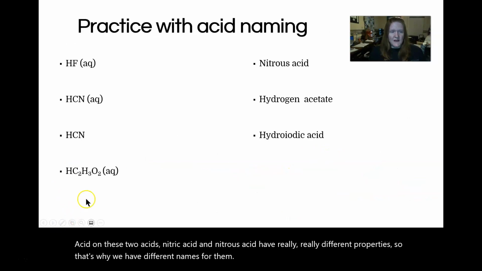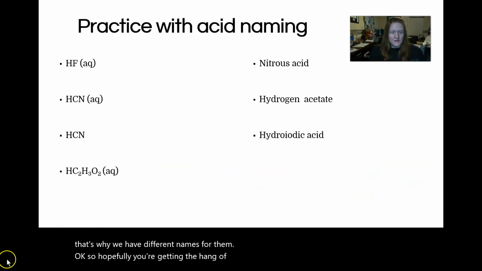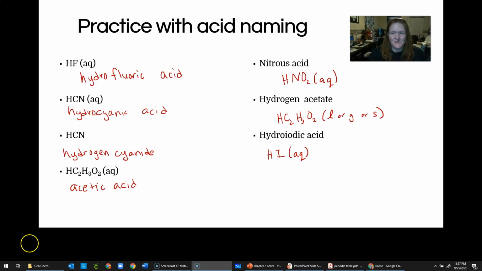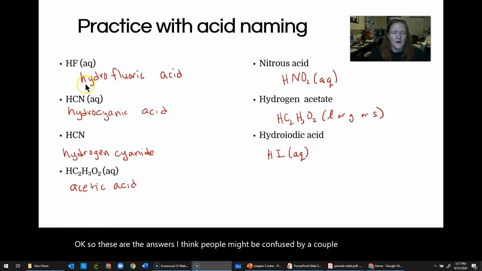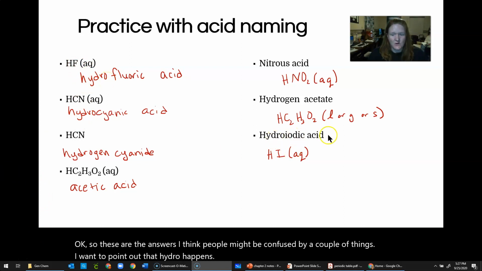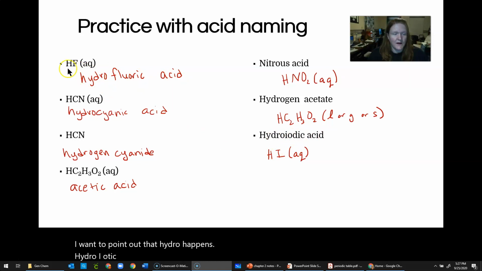Okay, so hopefully you're getting the hang of it. Pause the video, try these out. Okay, so these are the answers. I think people might be confused by a couple of things. I want to point out that hydro happens, like hydroiodic and hydrofluoric. Hydro happens when there is no oxygen in the acid, so not a polyatomic. We call these mineral acids usually.